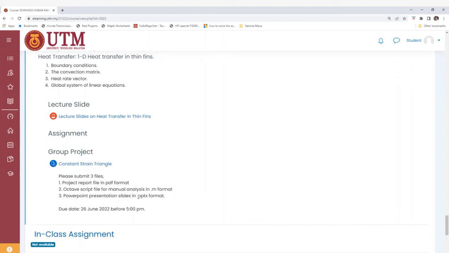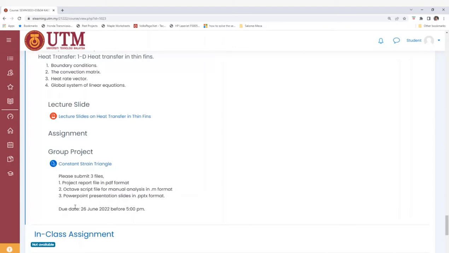Okay, PowerPoint presentation slides in PPTX format. And the due date is 26. So there are three files that you have to submit. There was a student, and I also don't understand how they started reading this. A student submitted only one. So I do not understand what these kinds of students are thinking, because before you submit, there's the announcement here that you must submit all these three files.